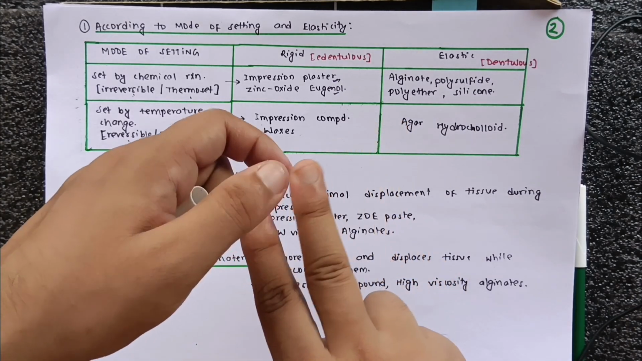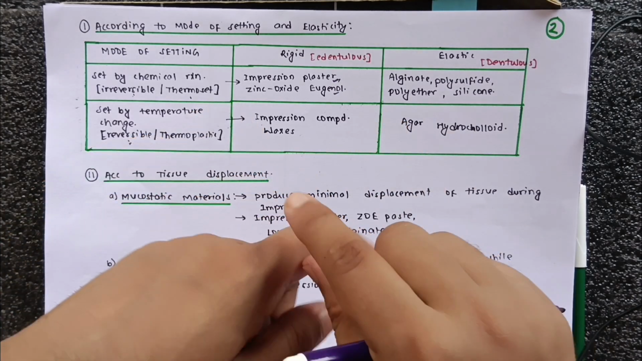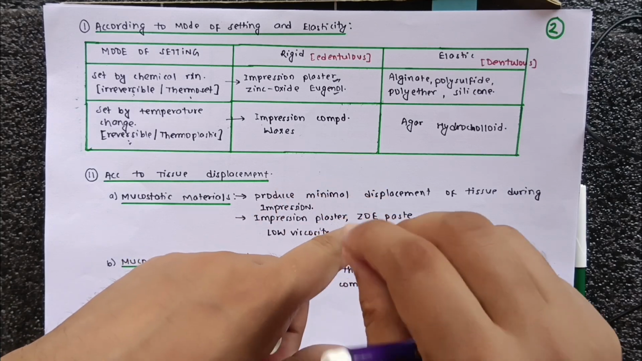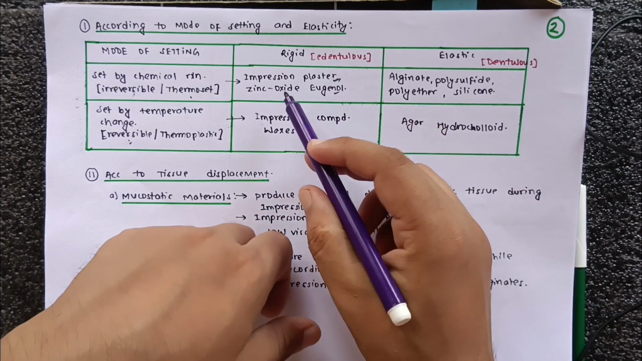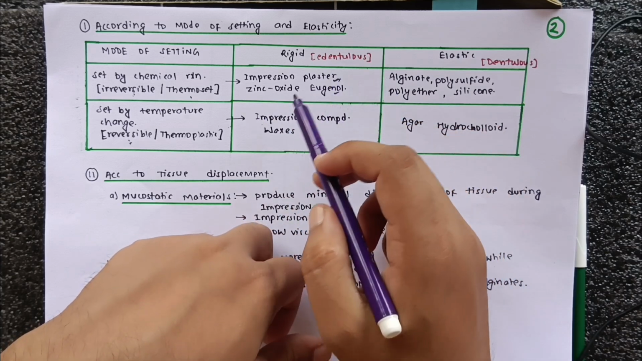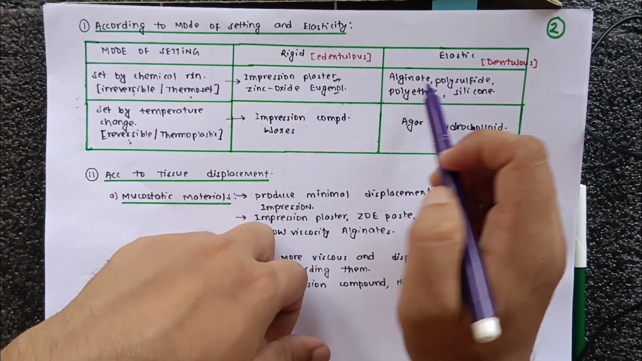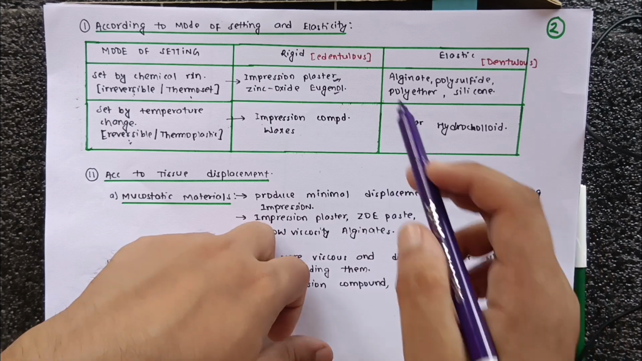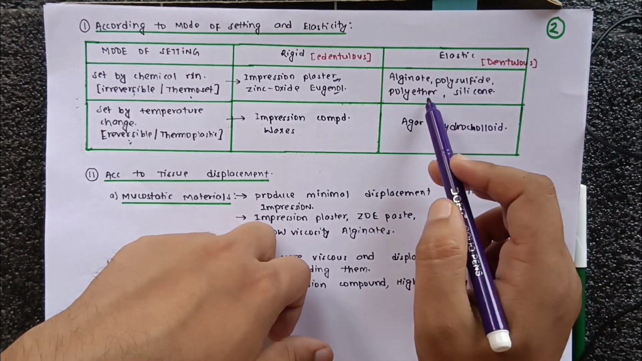One is base and another is a catalyst, and after mixing there is a formation of the proper uniform color. That is used for taking the final impression. And other substances that come under this chemical reaction are the alginate, polysulfide, polyether and silicon.